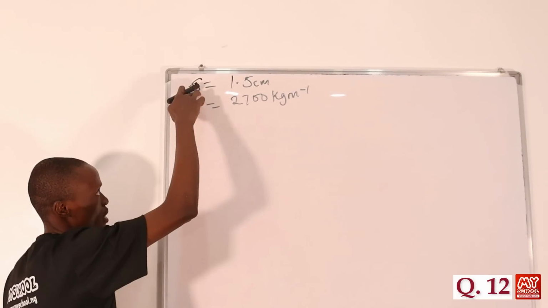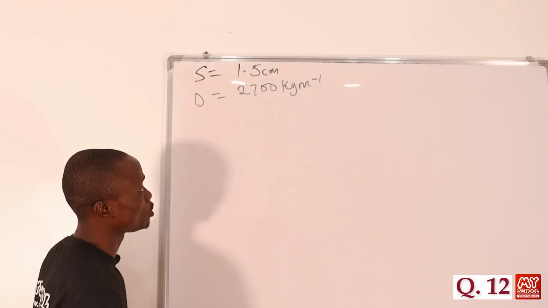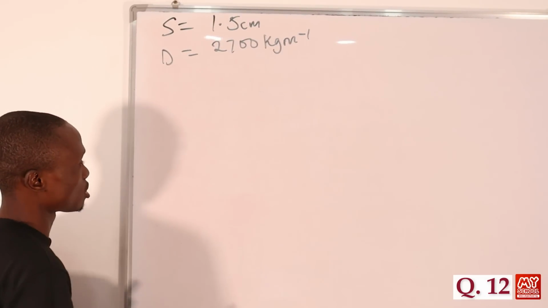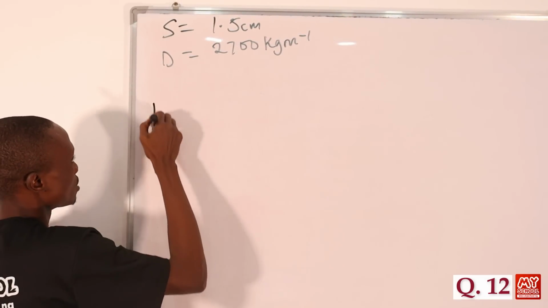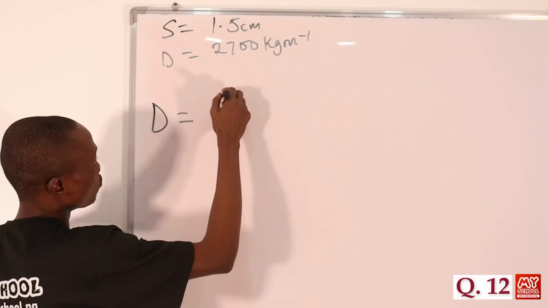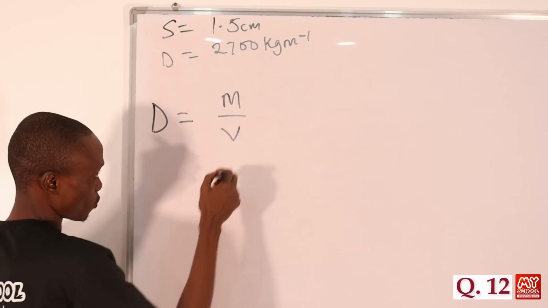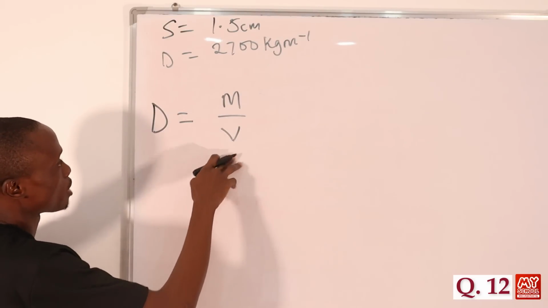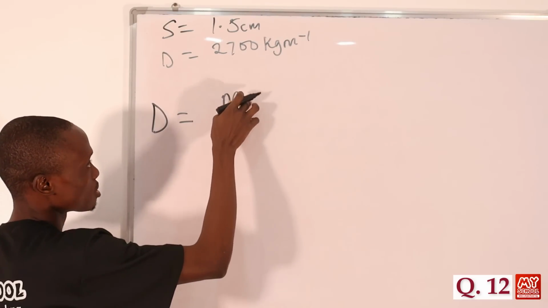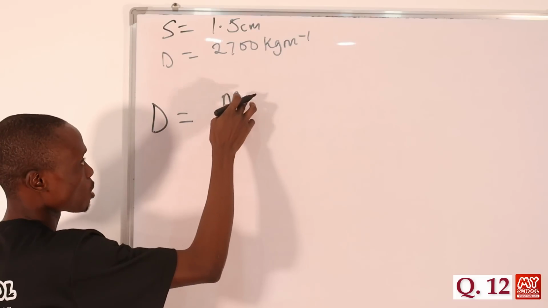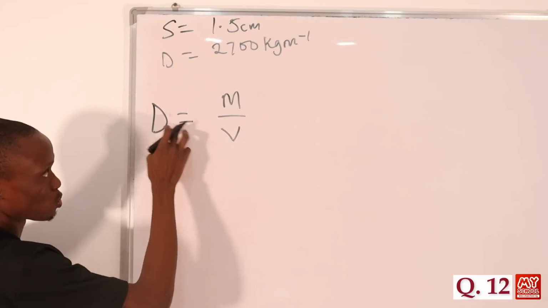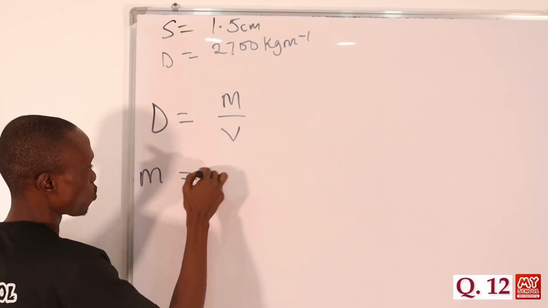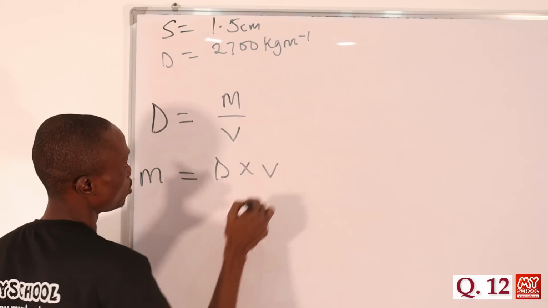So we are told that the size of the side of the aluminium cube is 1.5 centimeter, and we are given the density of aluminium. But remember that density is equal to mass over volume. So in this question, we are actually calculating for mass. So just make mass the subject of the formula by cross multiplying. If we cross multiply, the mass of the aluminium equals the density times the volume.